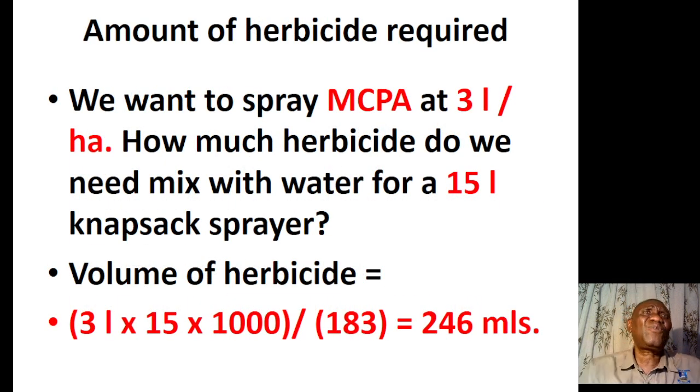Now, if we're going to put 3 liters of MCPA per hectare in winter wheat, using a knapsack sprayer of 15 liters, how much in terms of MCPA are we going to put into the knapsack sprayer? It will be 3 liters times 15 times 1,000, all divided by 183, giving us 246 mils.